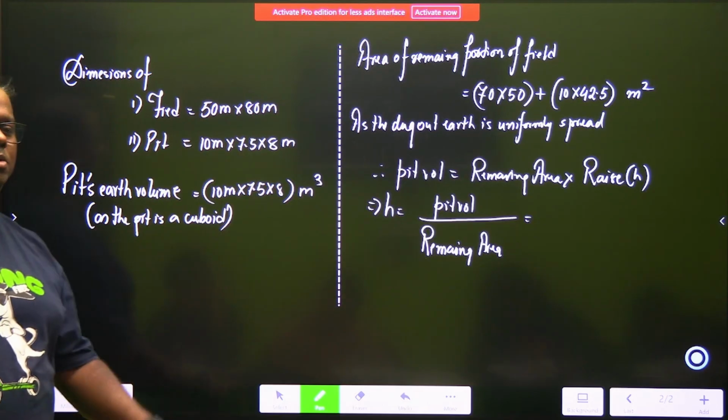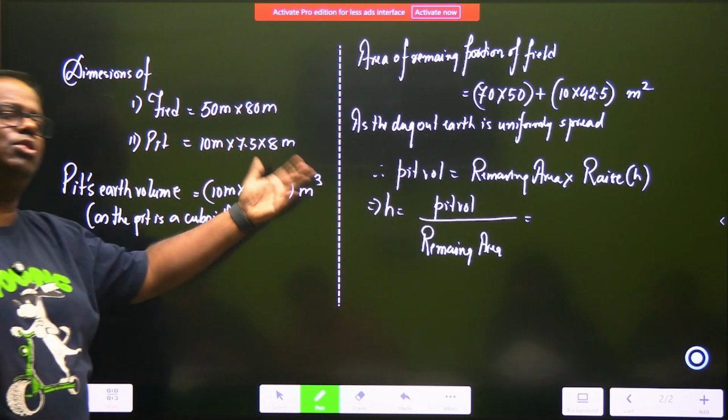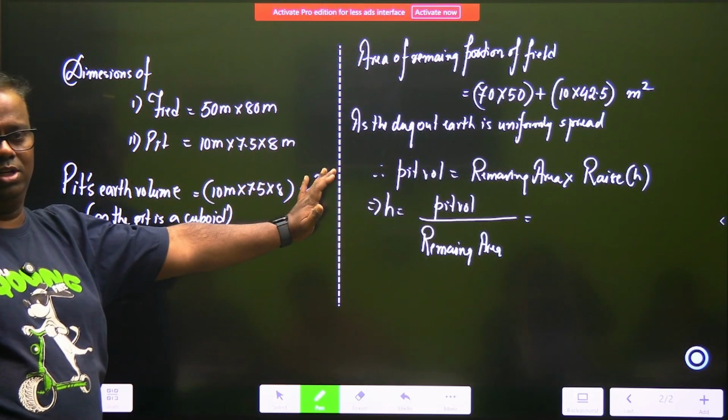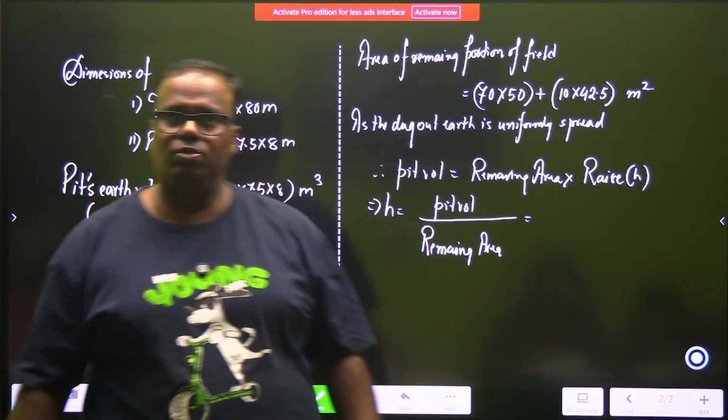Let's do one more problem. All this you can finish at home after the tuition class. Have you understood or not? Yes, we are supposed to go fast. All of you understood? Can I go ahead with the next problem?